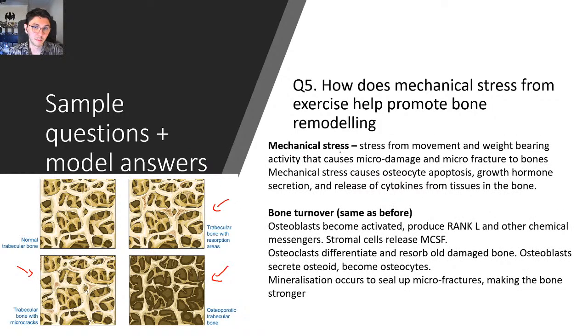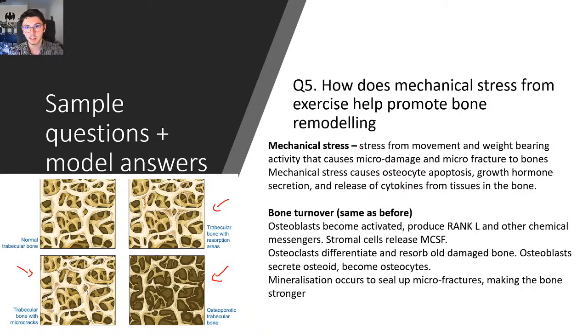So initially you have mechanical stress. Mechanical stress is movement, weight-bearing activity, and it causes these things called microdamage or microcracks. And this is the same thing that you have in your muscles. It's the same thing that you have in tendons. The regeneration is very similar.